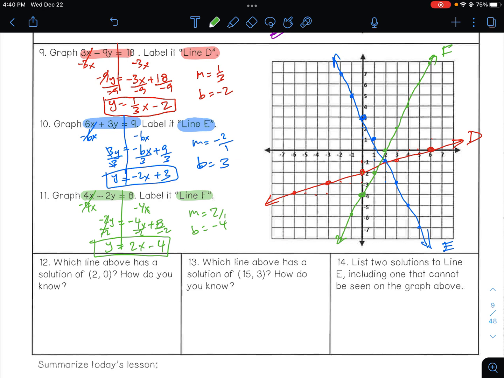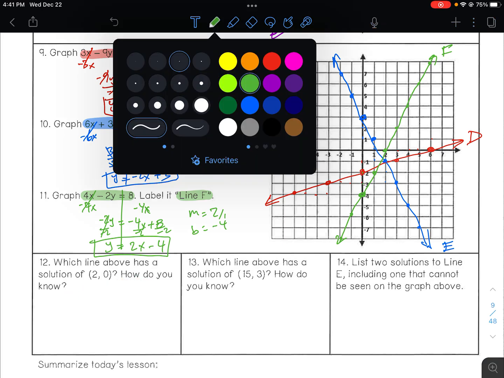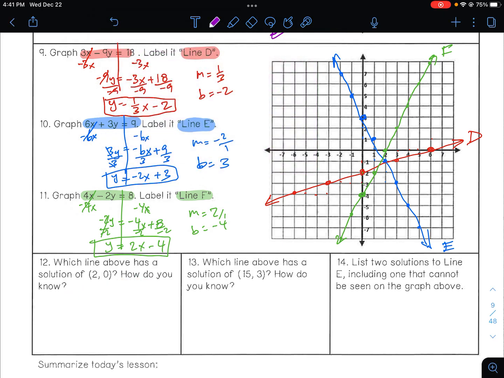All right. Which line above has a solution of 2, 0? How do you know? Well, let's look for solution 2, 0. 2 is x, 0 is the y. So right 2. Oh, right there. That's line F, because line F runs through it.